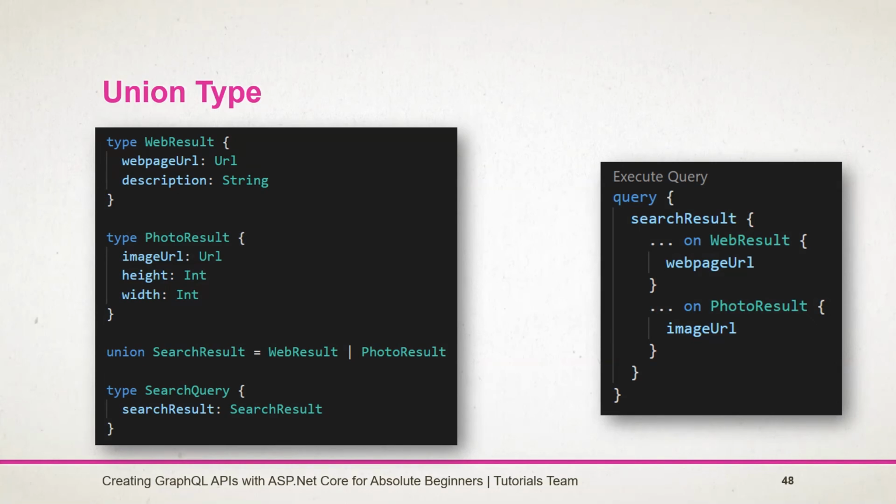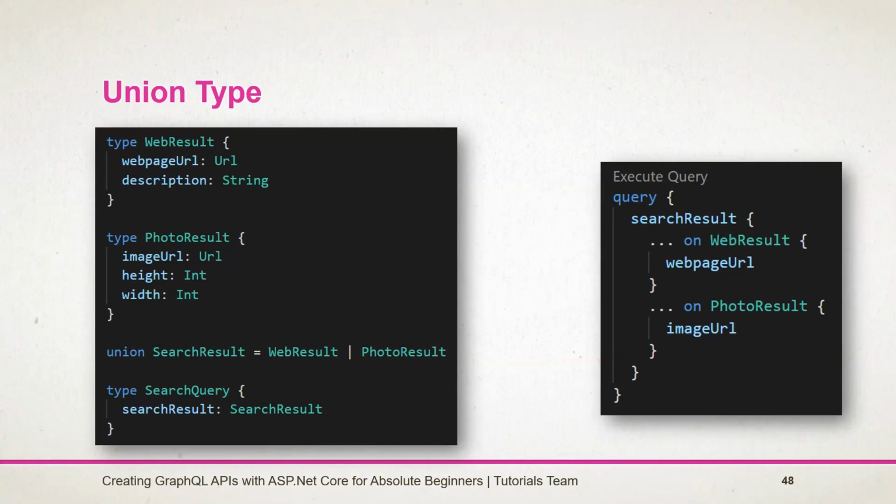I have created two different object types, WebResult and PhotoResult. Those objects do not have any common fields. Then I created a union with the name SearchResult. It can be either the WebResult or the PhotoResult. Then I created a new type which returns the SearchResult.